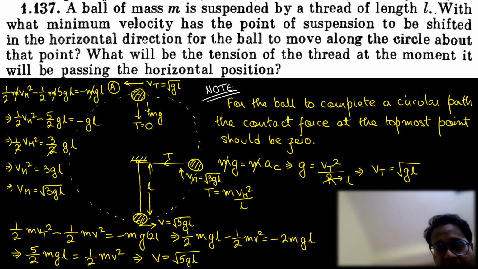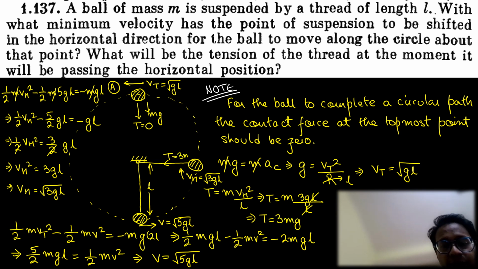The tension in the thread is nothing but tension force is equal to mass into centripetal acceleration, but centripetal acceleration is equal to vh square by r, where vh is nothing but under root of 3gl. So tension force is equal to mass into vh square by l, which is m into 3gl by l, or tension is equal to 3 mg. So the tension force out here is equal to 3 mg.